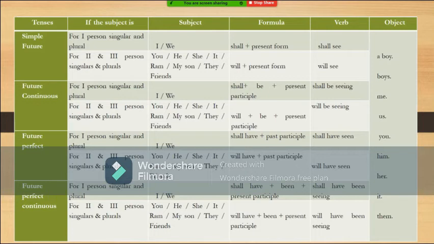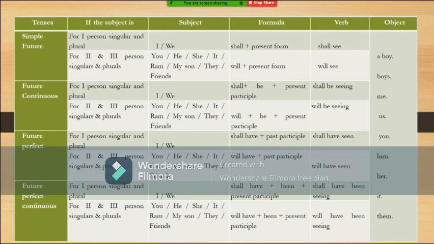So, to indicate future tense, what do we do? We have two auxiliary verbs. To indicate future, there are two auxiliary verbs. What are they? Will and shall. They can be used in the first two tenses of future. That means in simple future and future continuous, will or shall can be used. For perfect, we have another set. That is will have or shall have. That is quite simple. That is for perfect tenses in future. Now let us come to the simple future. To indicate future tense, there are two auxiliary verbs. What are they? Will and shall.